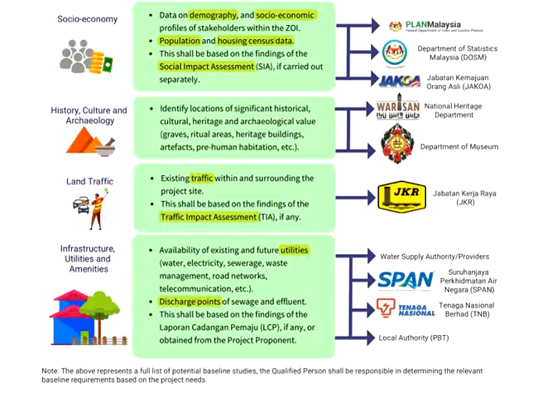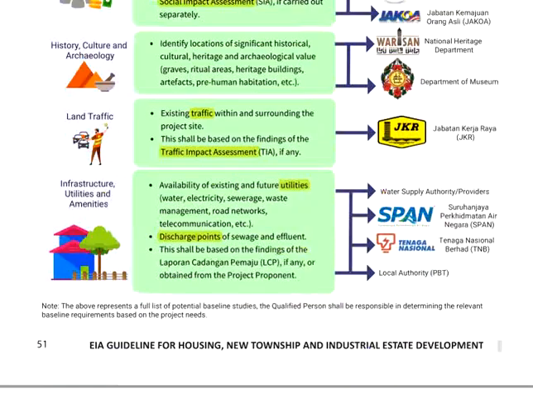Land traffic: information on the existing traffic within and surrounding the project site, the findings of the traffic impact assessment, if any. Infrastructures, utilities, and amenities, to see the availability of the existing and future utilities such as water, electricity, sewerage, waste management, road network, telecommunications, study of the discharge point of the sewerage and effluent, and so on.